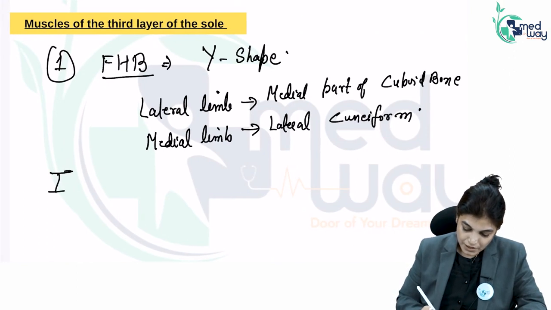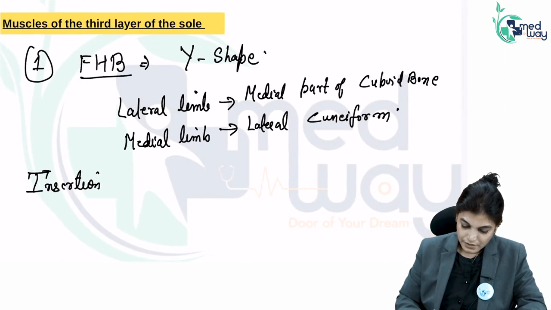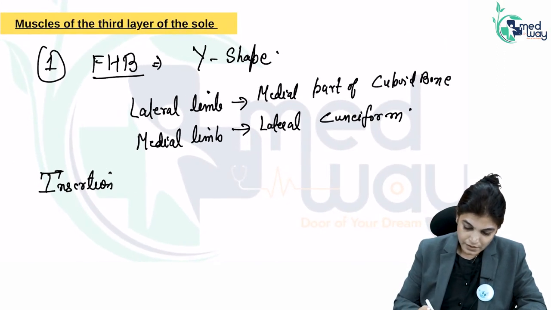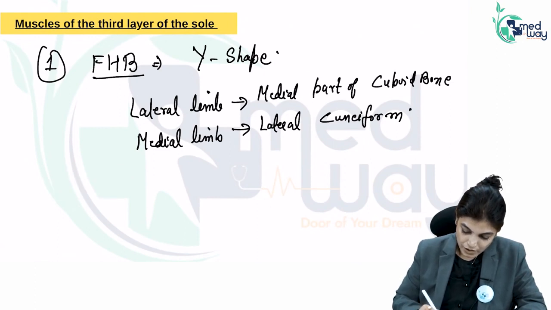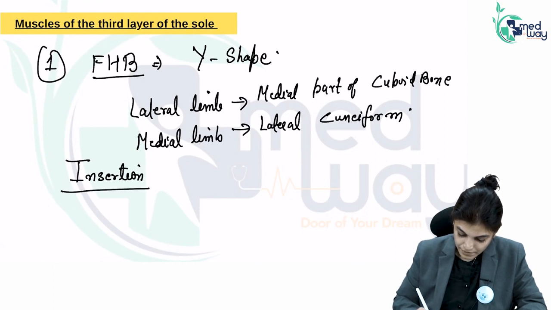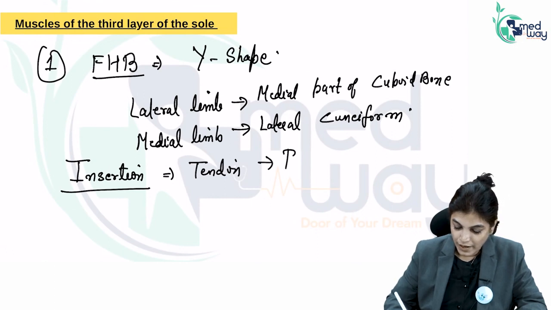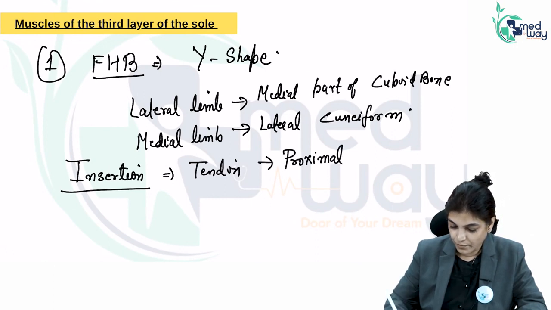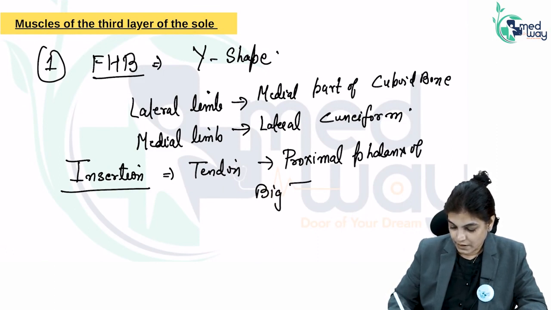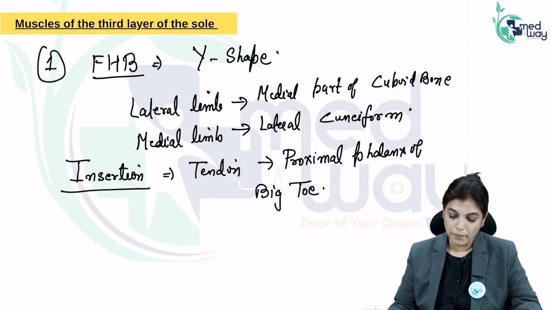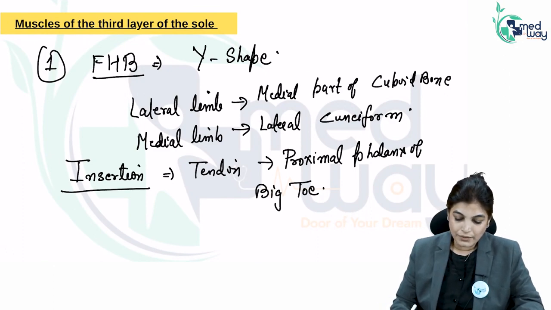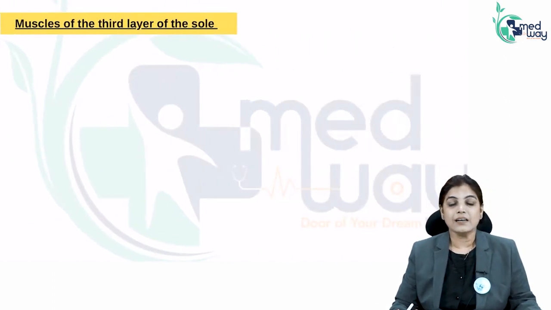And if we talk about the insertion of this muscle, its tendon inserts into the proximal phalanx of the big toe. So done with this. Now let's talk about the next category of muscles.